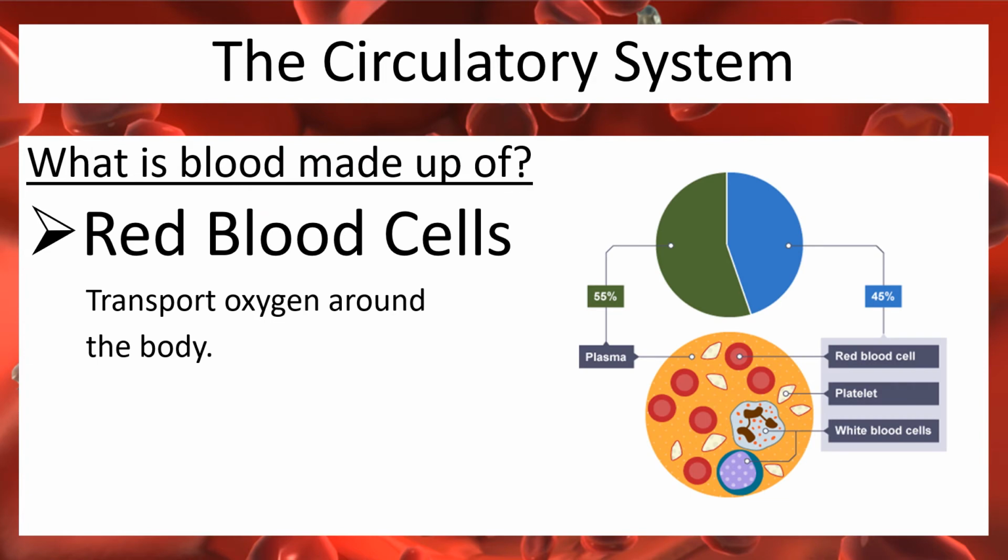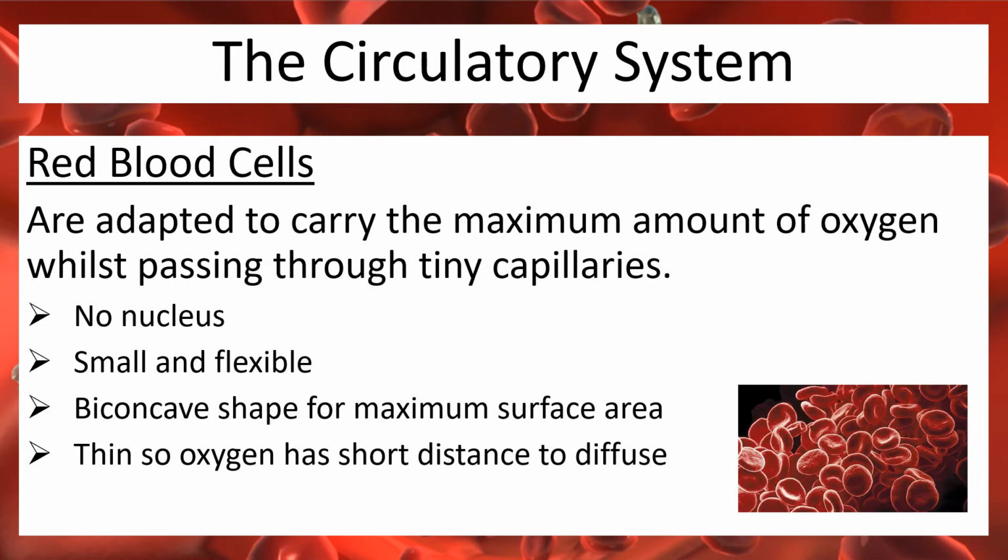So the next part of the blood we're going to have a look at are the red blood cells, and I think we all know that they transport oxygen around the body. For red blood cells to be effective, they need to be able to carry the maximum amount of oxygen and also be able to get through those tiny capillaries, and so they're very specially adapted cells.